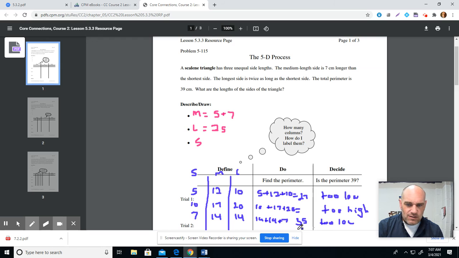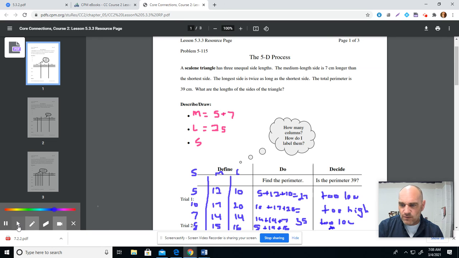All right, let's go up 1. Let's try an 8. If my short side is 8, my medium side would be 8 plus 7, which is 15. My long side is 2 times 8, which is 16. So there's my three sides, and I'm just guessing and checking. Now I do 8 plus 15 plus 16. 15 and 16 is 31, plus 8 is 39. Oh, perfect. So I know that my sides have to be an 8, a 15, and a 16.